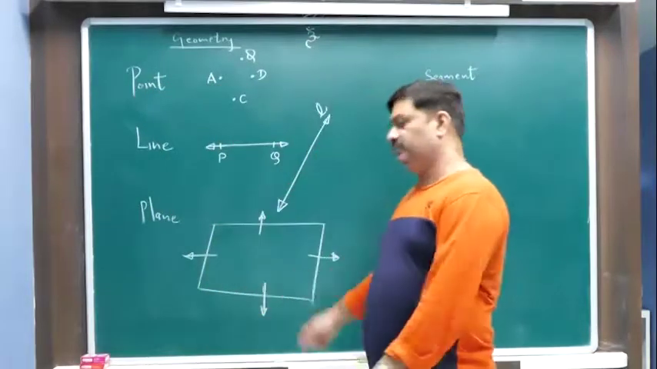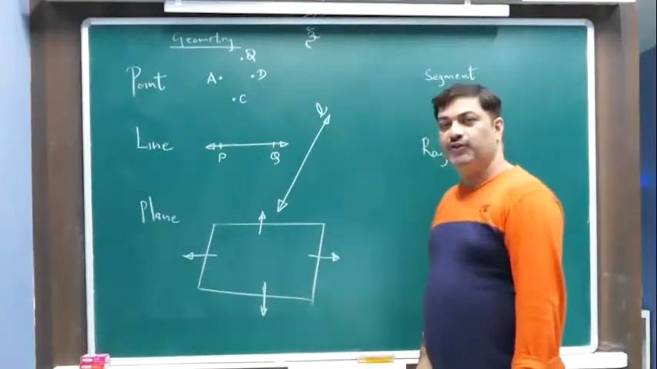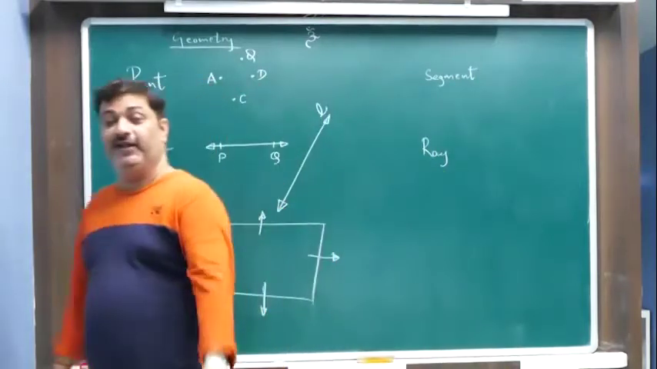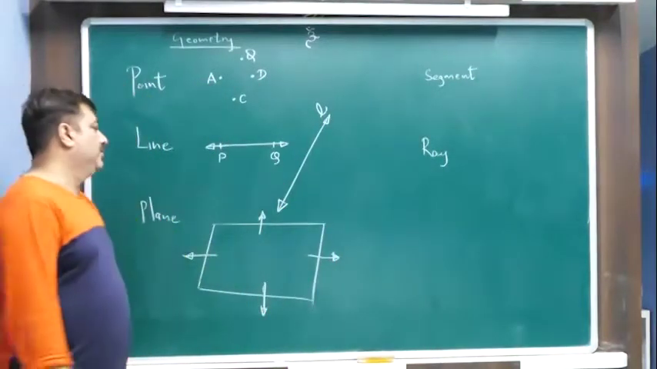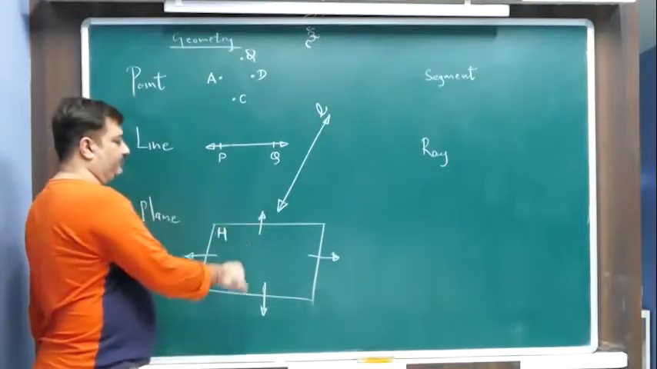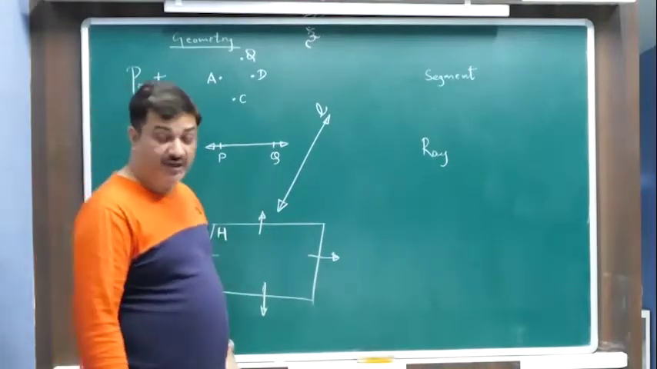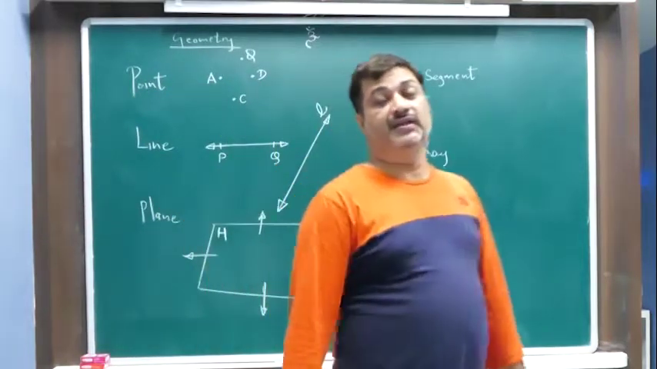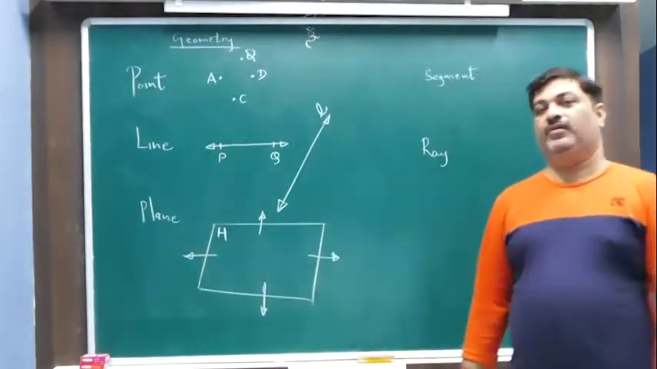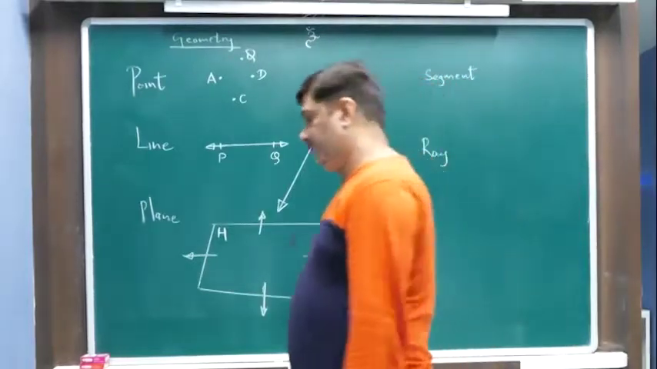That's called a plane. Okay, and a plane is also represented, you will be shocked, a plane is also represented by a single letter. You can call this as plane H. Plane H. Okay, so you can represent it by a single letter. Okay, fine.